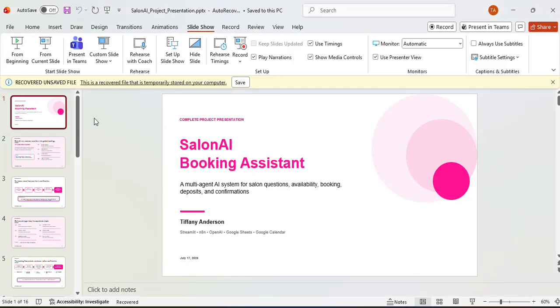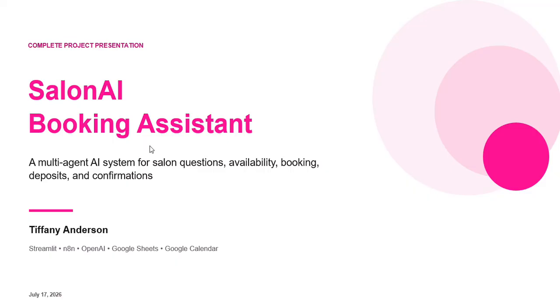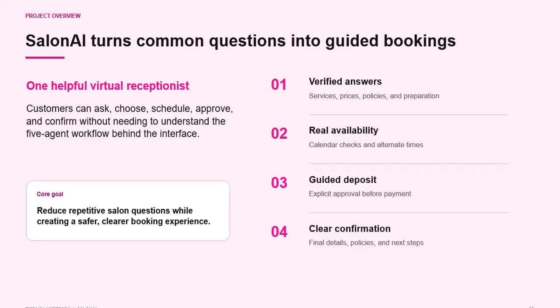Hello, my name is Tiffany Anderson, and I did the Salon AI booking assistant. It's a multi-agent AI system for salon questions, availability, booking, deposits, and confirmation. Salon AI turns common questions into guided bookings.